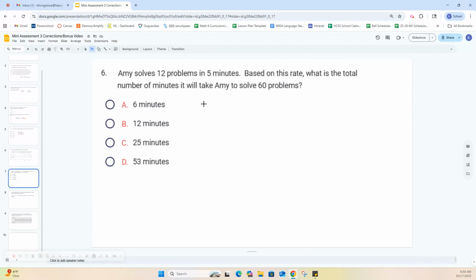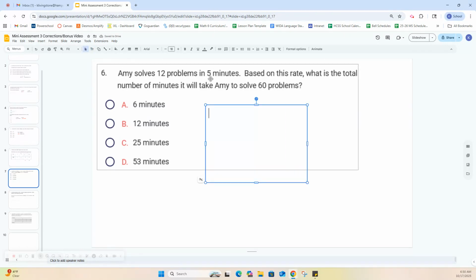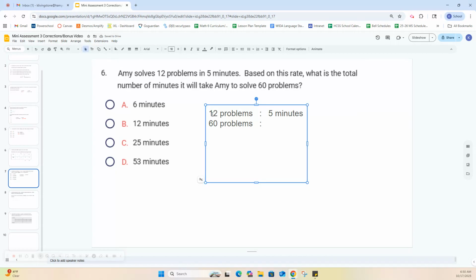Amy solves 12 problems in 5 minutes. Based on this rate, what is the total number of minutes it would take to solve 60 problems? So we have 12 problems in 5 minutes. But we want to go to 60 problems, so we need to think, how did we do that? How many 12s make 60? And you guessed it, that is times 5.